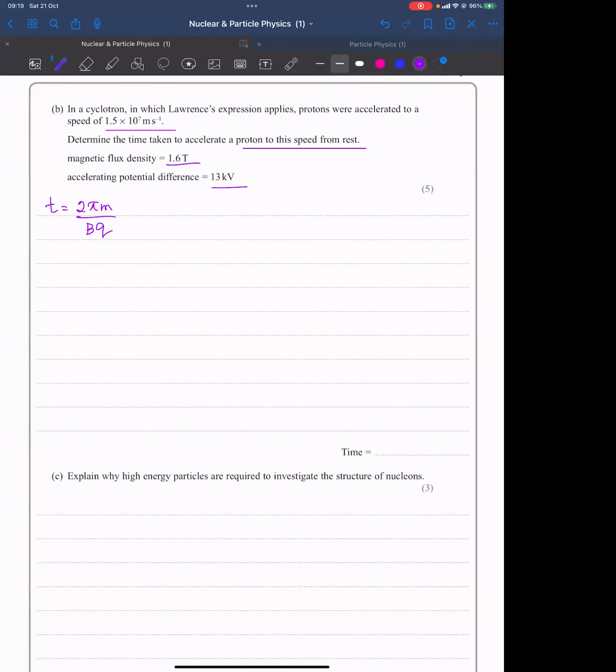The magnetic flux density is actually not needed here. The acceleration happens from the electric field. The time that we got in the previous part is the time taken for a particle to move in one circle. Here, what they are asking is, there is a particle, a proton. What is the time taken to accelerate that proton to this speed from rest? That is the question, not the time taken to move in one circle. It's a different question.